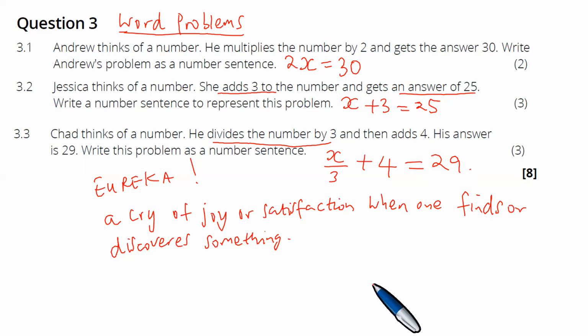You see, if somebody is expressing a cry of joy, it's not that they are crying because they are sad. They are not unhappy. They are full of what? They are full of joy. They are full of satisfaction that they got the answer to the problem that was challenging them. Now they have the answer, and they've discovered something. So a cry of joy or satisfaction when one finds or discovers something. When a person finds or discovers something, we say eureka. Next question.